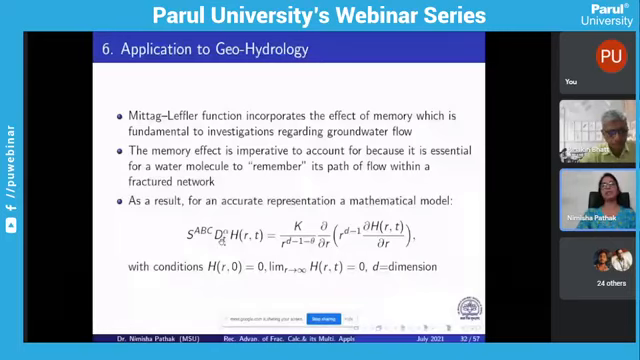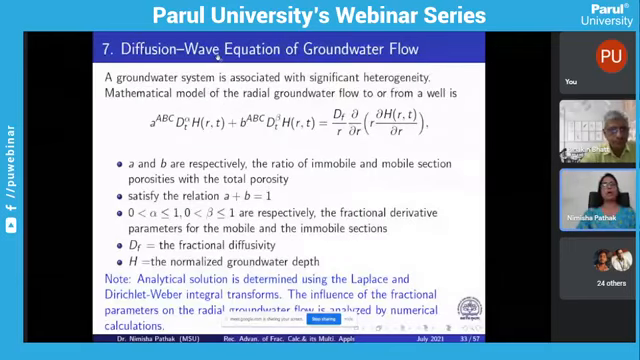Next application is the diffusion wave equation, which is very well known. The diffusion wave equation arises even in civil engineering problems. There are many branches of groundwater flow. A groundwater flow system is associated with significant heterogeneity.